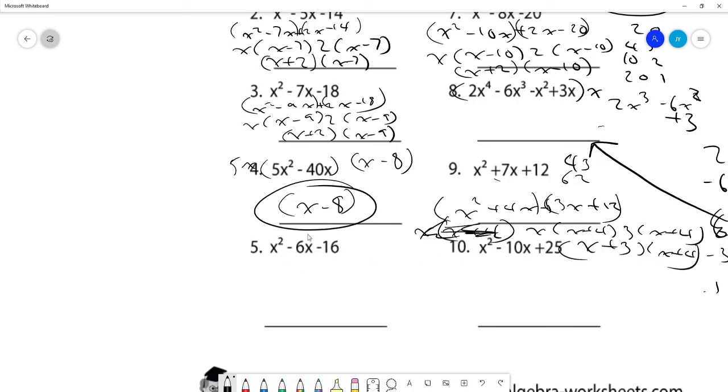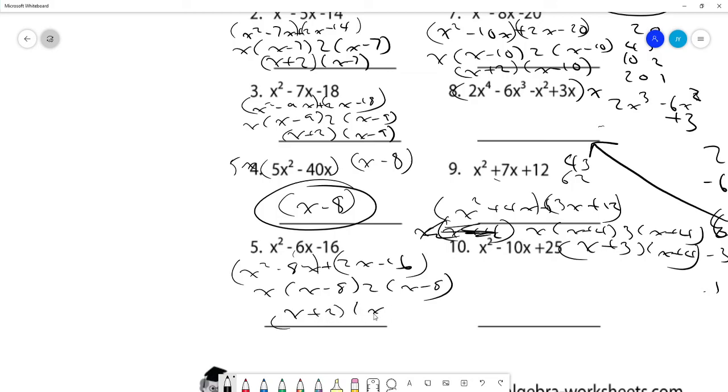Okay. Here, let's see, to get 16, it's divisible by 8, so one of them has to be a negative, and the bigger number is going to be negative because we know that we have a negative number here. So it's going to be x squared minus x plus 2x minus 16 works out well. X minus 8, 2x minus 8, x plus 2, x minus 8.